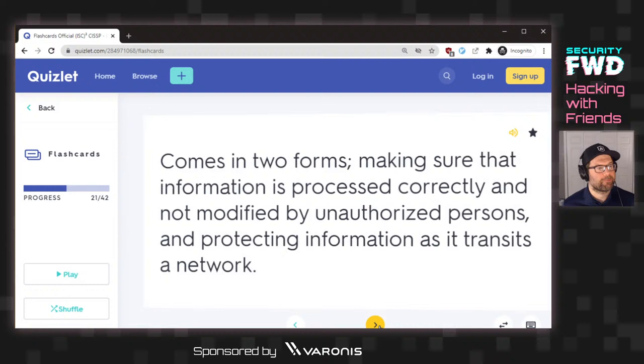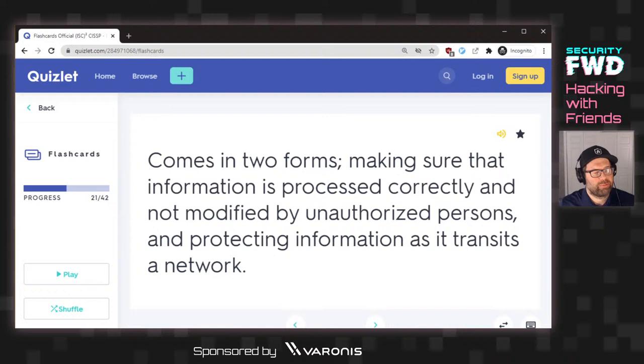Comes in two forms. Making sure that information is processed correctly and not modified by unauthorized persons, and protecting information as it transits a network. So we just talked about integrity. Is processed correctly and not modified. Like the technical, to me, I immediately think of encryption, like TLS, SSL encryption of information over the wire. But so often that's not it, but making sure there is a control, like transit control. I don't know. Integrity.